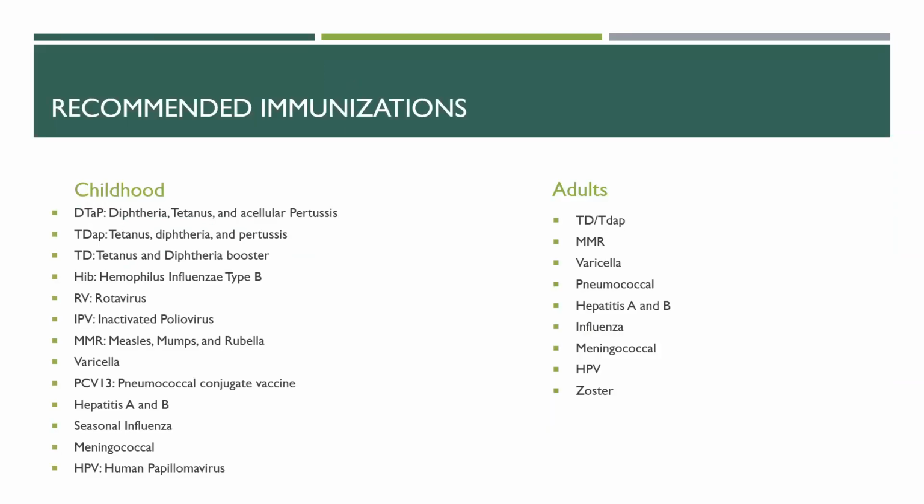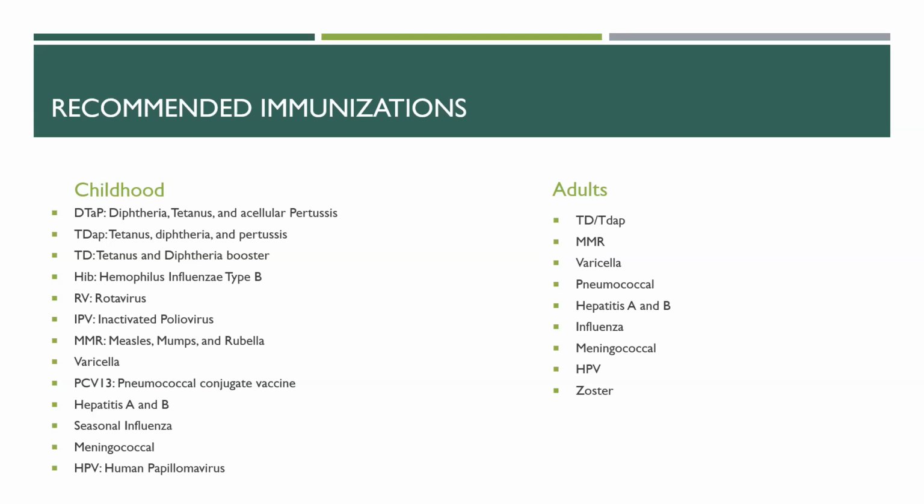As far as recommended immunizations go, we break them into childhood series and adult needed vaccines. So for the childhood series, we can give the DTaP, which is for diphtheria, tetanus, and acellular pertussis. The Tdap, which is for tetanus, diphtheria, and pertussis. The TD, which is for tetanus and diphtheria boosters. The HIB, which is for Haemophilus influenzae type B. The RV, which is for rotavirus.